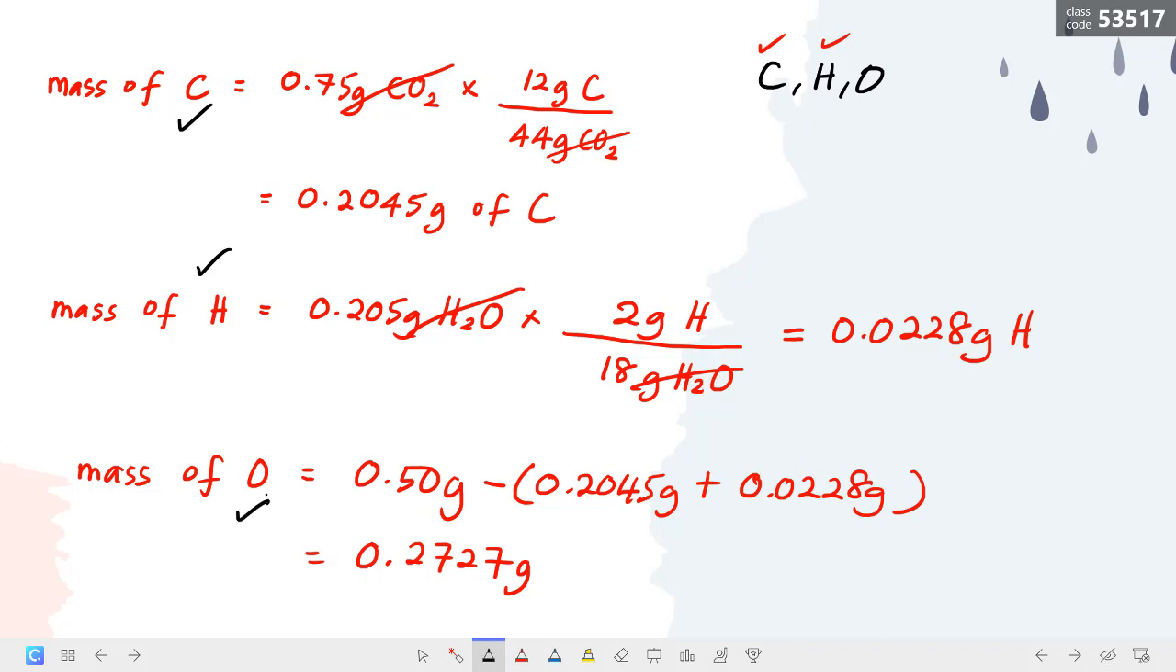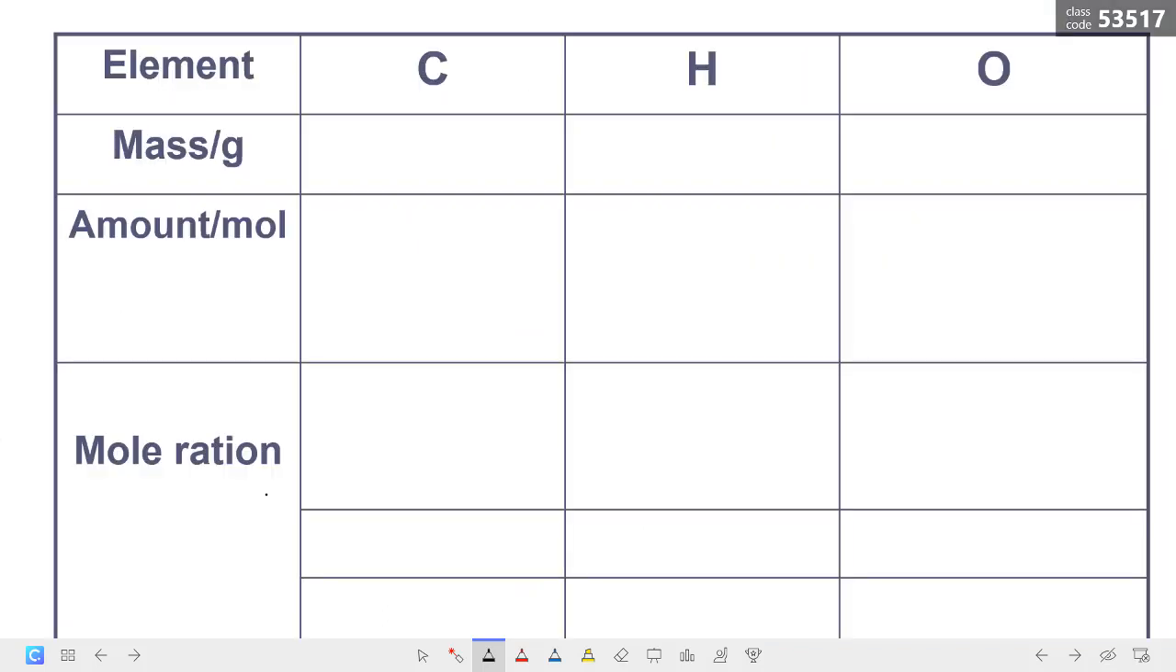construct the table to determine the empirical formula. So nak cari molecular formula, saya kata kena selesaikan dulu empirical formula. Okay, so bawa masuk mass tu tadi. So we have here mass of carbon element 0.2045 gram. Okay, tak cantik pula, jarak sangat. Okay, sekejap saya tulis semula.